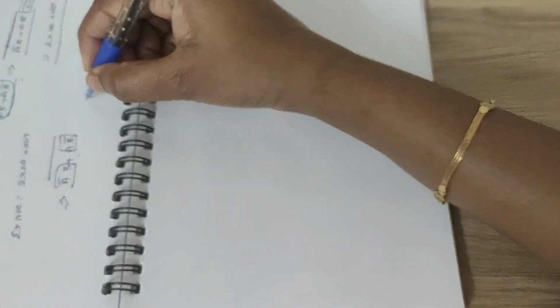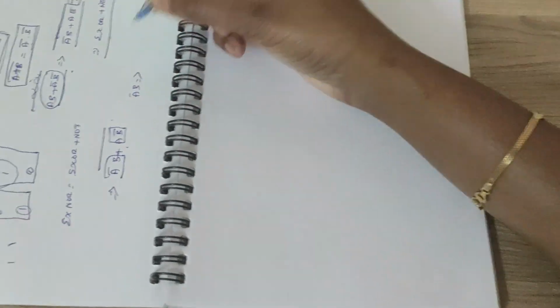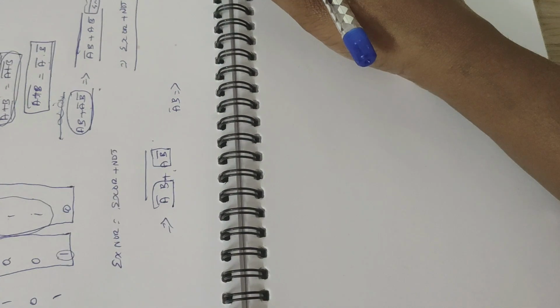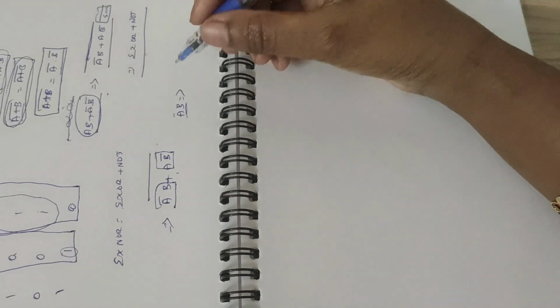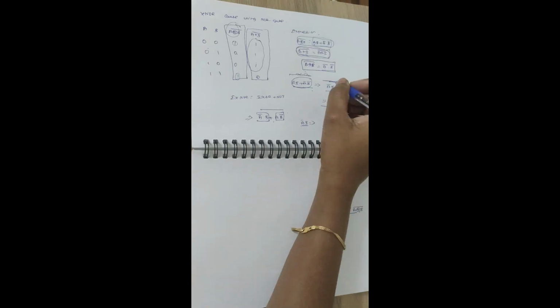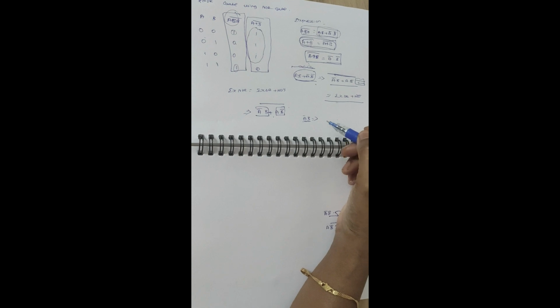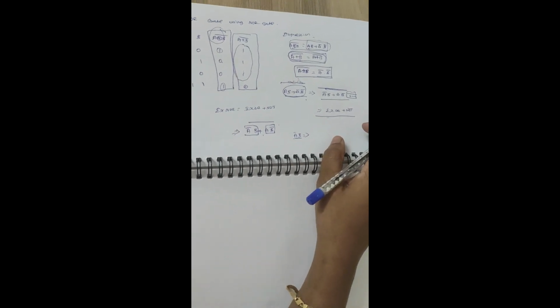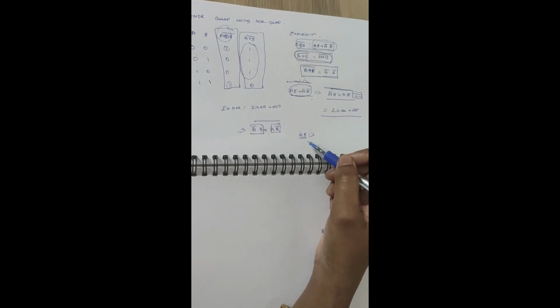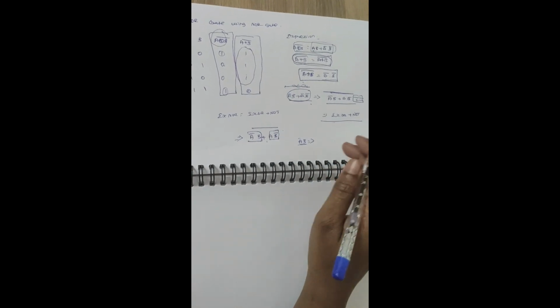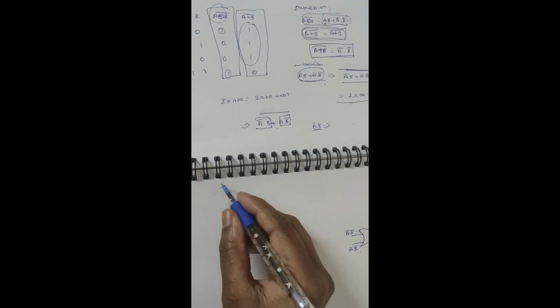Then we need A bar B. As we already discussed, A bar B is in the product form, so we need it in a NOR form again. So currently it's A bar B. What we can do, same as De Morgan's theorem, is double inversion, and based on that we'll convert it to the NOR format.